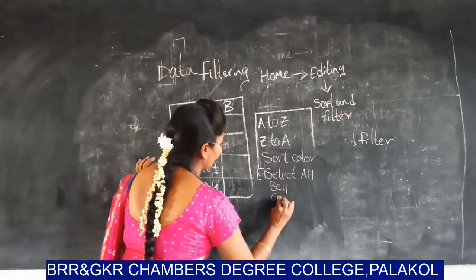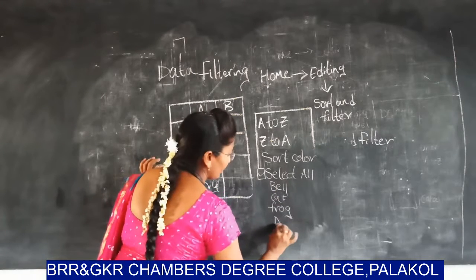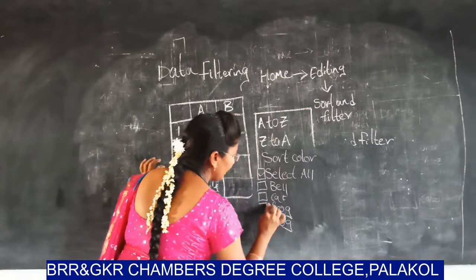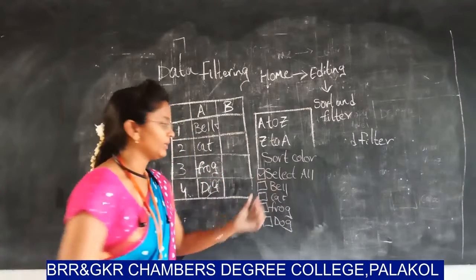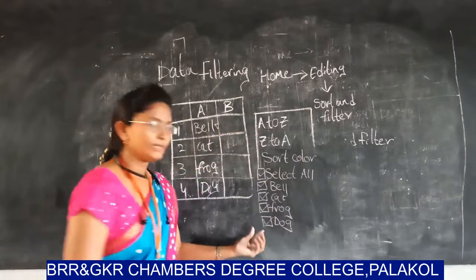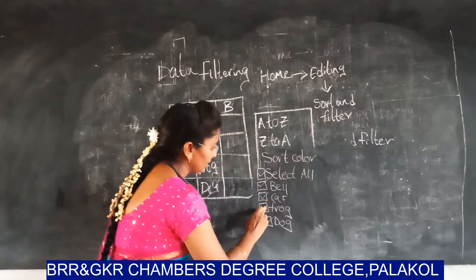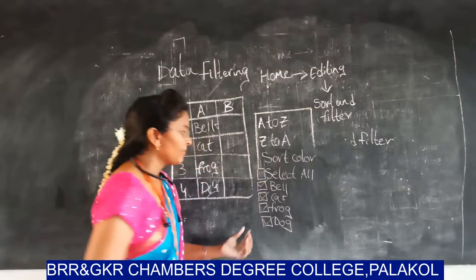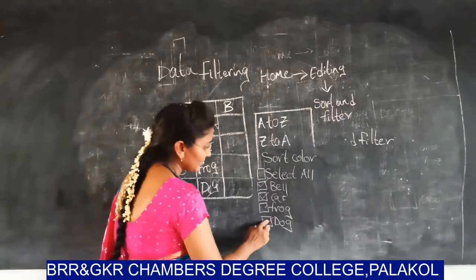Bell, cat, frog and dog. For each and every one checkbox will be appeared here. If you select this checkbox means this will also be selected. If you want to deselect means click on this frog, then automatically this will be deselected and here also checkbox will be deselected. If you want to select only some items means you can select some items.